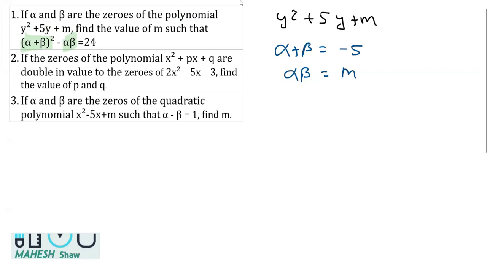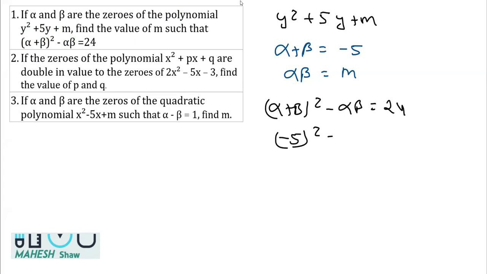Now, if we plug in these values of alpha and beta into the relation given here, we have been given that alpha plus beta whole square minus alpha beta is equal to 24. Now we are going to replace this alpha plus beta. Here alpha plus beta is minus 5, so I'm replacing this with minus 5. Similarly, I can replace alpha beta here with m, equal to 24. Now minus 5 square is 25, minus m is equal to 24.